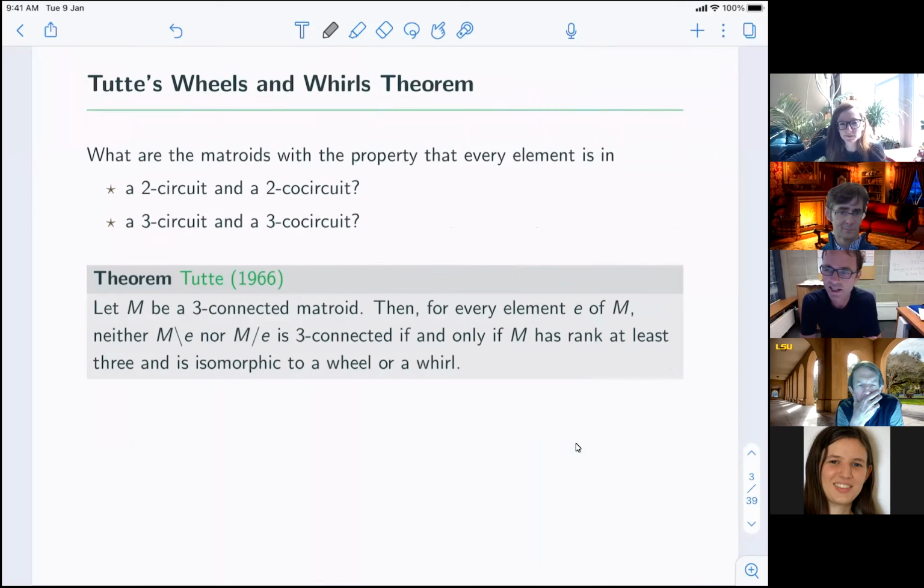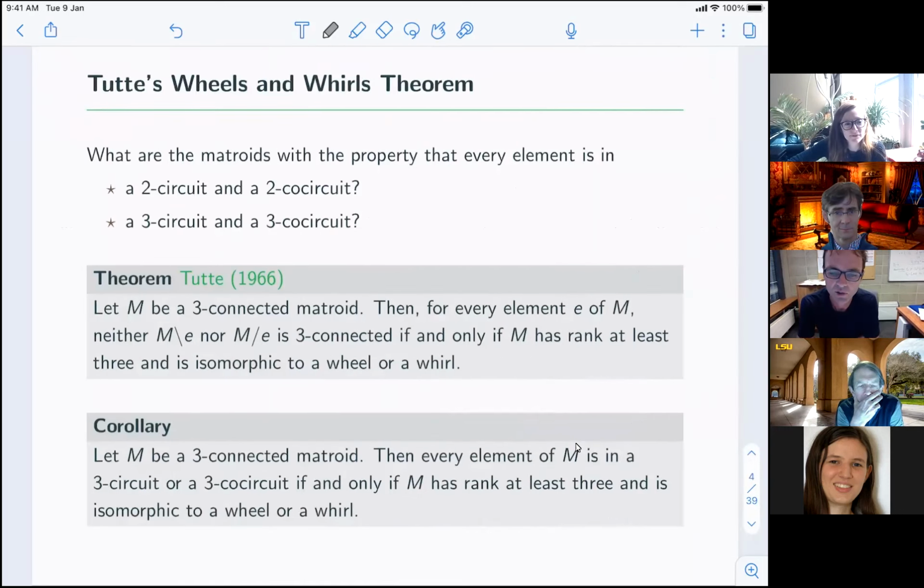That's how it's usually stated, but an equivalent statement is the corollary: every element is in a 3-circuit or a 3 co-circuit if and only if you have rank at least 3 and you're a wheel or a whirl. So effectively, for 3-connected matroids, that answers the question about 3-circuits and 3 co-circuits, and it turns out wheels and whirls are the only ones. Those are the sorts of questions that prompted this bit of work.